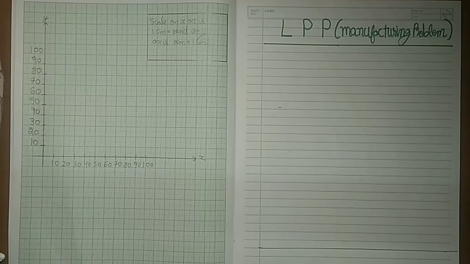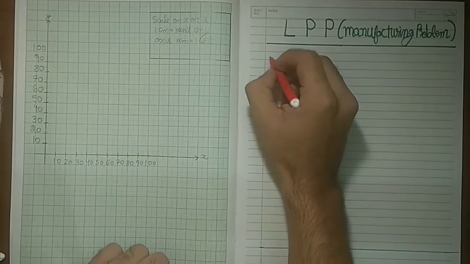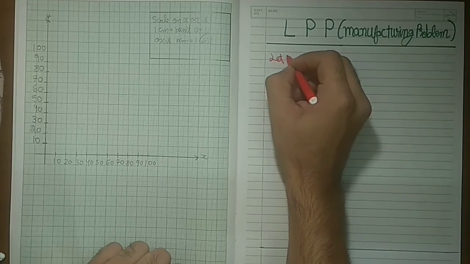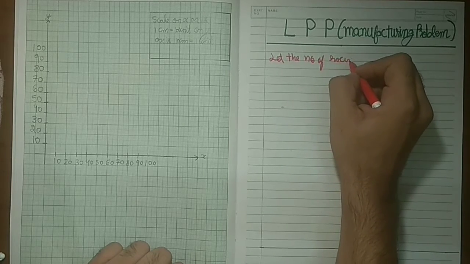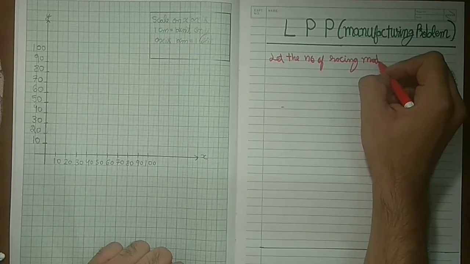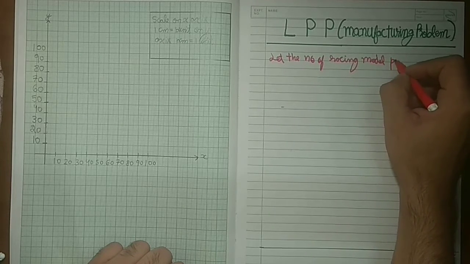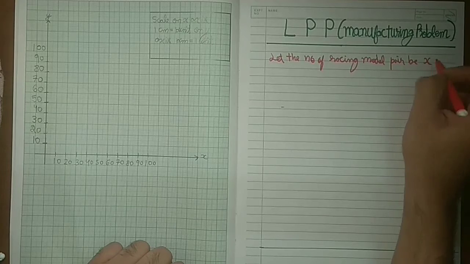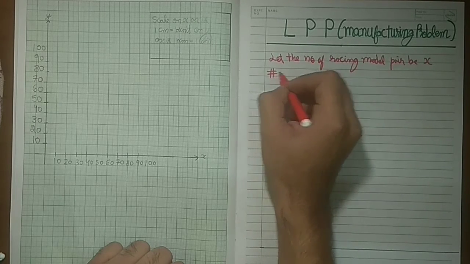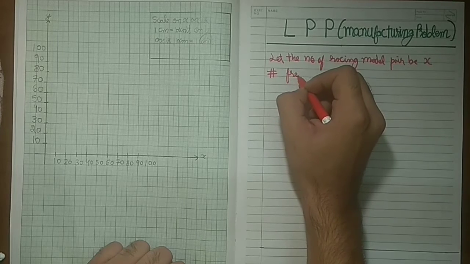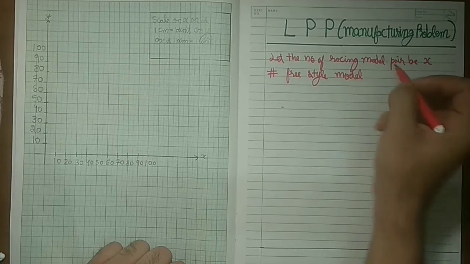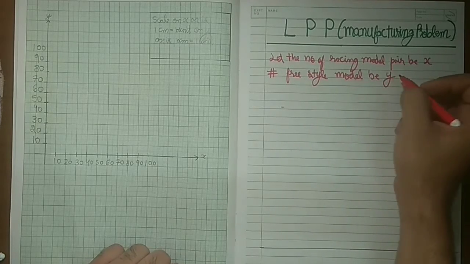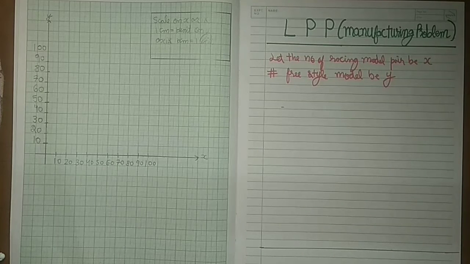First of all, let the number of racing model pairs be X. Similarly, let the number of freestyle model pairs be Y. According to the given data, we will first frame an equation for time.